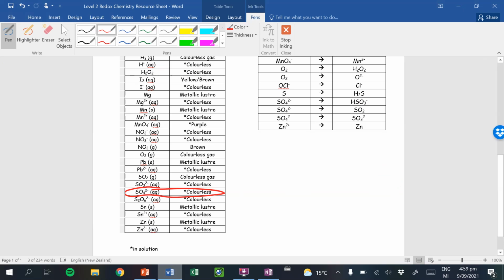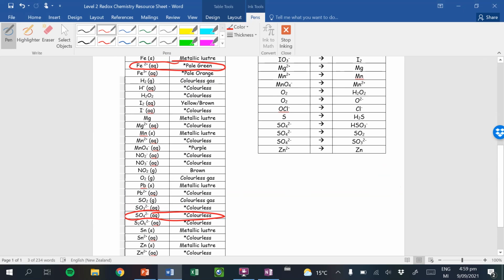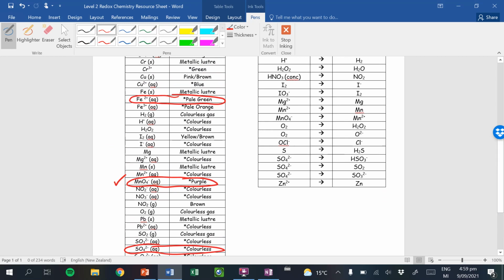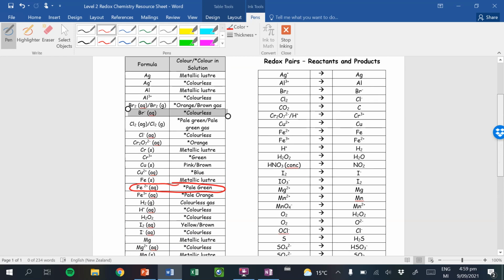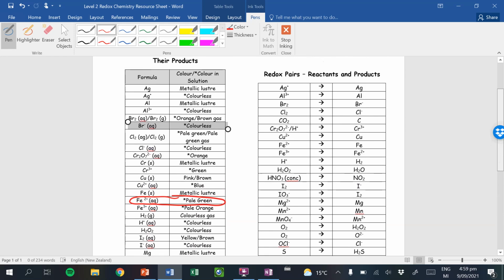So the next thing I look for then is my permanganate, and I can see it over here, and that explains kind of the purple color that I was seeing. So I know that I must be using the permanganate, but I don't know if I'm using the iron 2 or the sulfate. So in order for me to figure out which of those two I'm using, I'm going to need to look at the redox pairs.